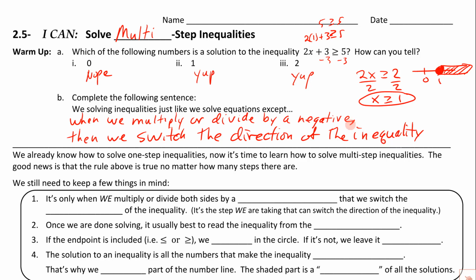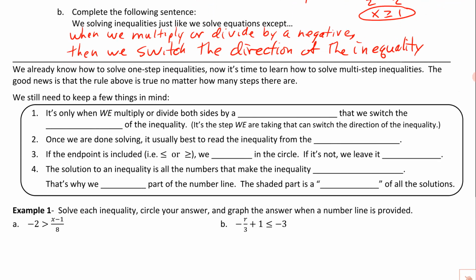Okay, so I've got a little box right here. Solving multi-step inequalities is no more difficult than solving one-step inequalities. It does take a little bit more time and a little bit more work, but we want to keep a few things in mind. It's only when we multiply or divide both sides by a negative, then we switch the direction of the inequality. We talked about this last time. It's the step that we are taking that can switch the direction of the inequality. If there's a negative already in there, that doesn't necessarily change the direction of the inequality. So you want to think about the step that we're taking.